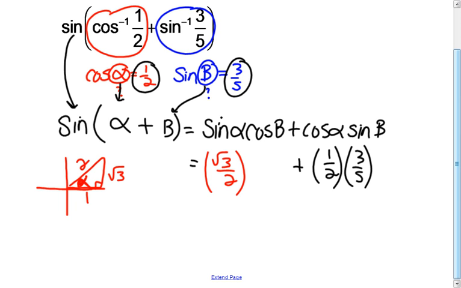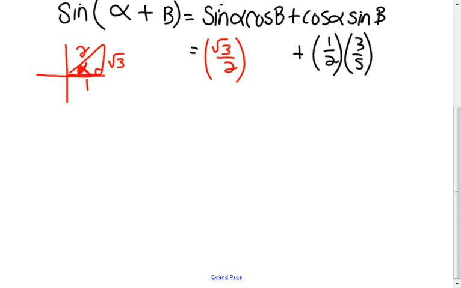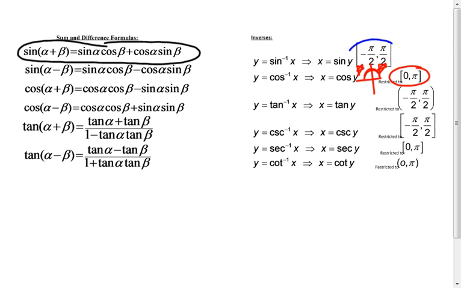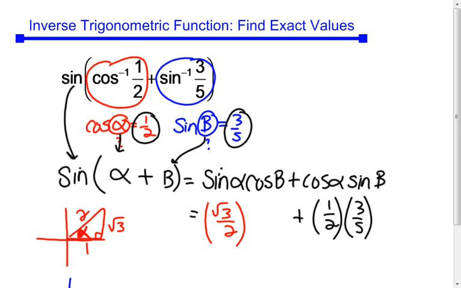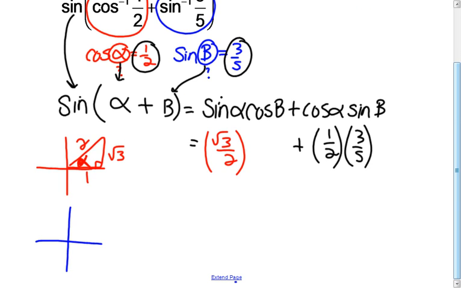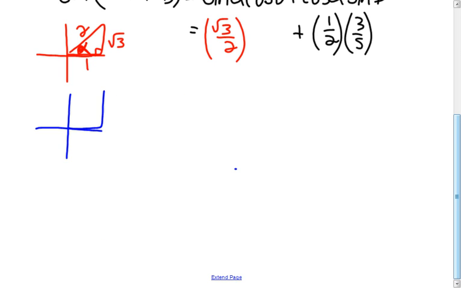And now I need to use angle beta to figure out the next piece. So my beta is in blue. I'm going to go over here and figure out beta. What I know is that sine at beta is 3/5. So I'm going to use my restricted intervals. Sine can be restricted to between negative pi over 2 and positive pi over 2, so between here and here. Sine is your y value. Remember, your y's are positive in 1 and negative in 2. So because this has a positive 3/5 sine value, I know for sure that I'm working in quadrant 1.